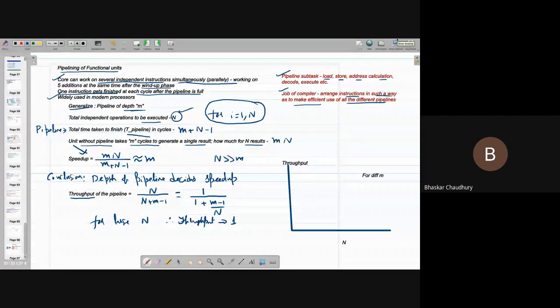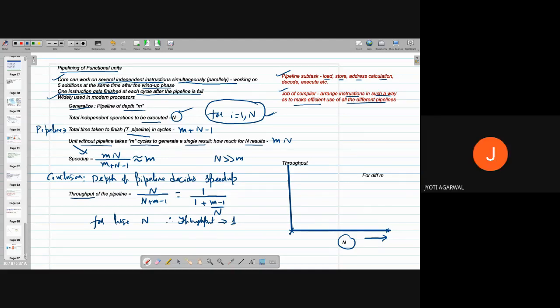Now, let's try to understand it through a plot. Let's say that I want to look into the effect of n on the throughput, where n is the problem size. So what will happen at small problem size and what will happen at large problem size? Let's first get those 2 points and then we'll look into the complete evolution of the curve. So what will happen when n is very large? What will be the throughput?